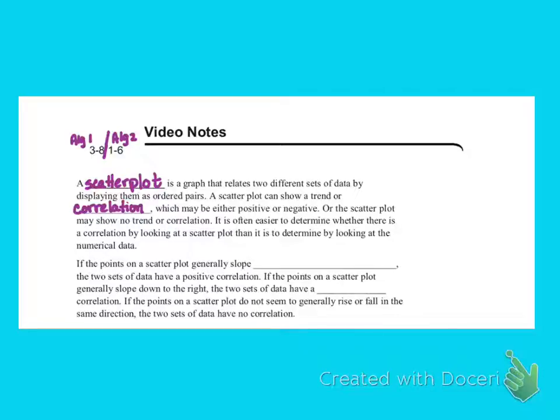If the points on a scatter plot generally slope up to the right, the two sets of data have a positive correlation. If the points on a scatter plot generally slope down to the right, the two sets of data have a negative correlation. If the points on a scatter plot do not seem to generally rise or fall in the same direction, the two sets of data have no correlation.